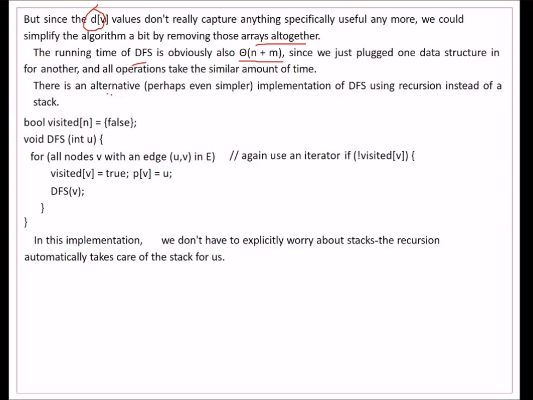This is an alternative implementation of DFS, which uses recursion instead of a stack. We just start with visited, an array of size n, all false. In DFS of u, we mark u visited, and for all nodes v with an edge uv, if v is not visited, we again call DFS of v. So in this kind of implementation, we don't have to explicitly worry about the stack. The recursion automatically takes care of the stack.